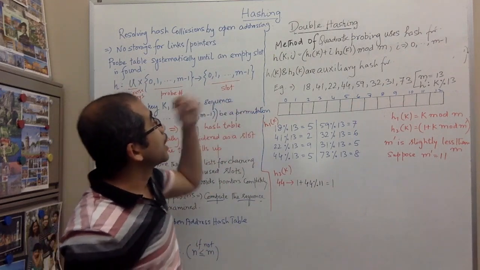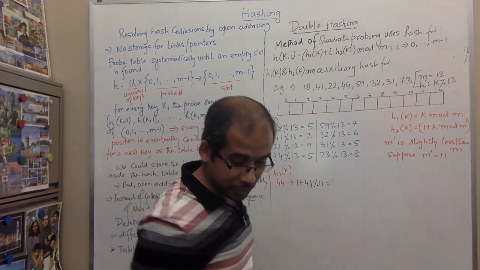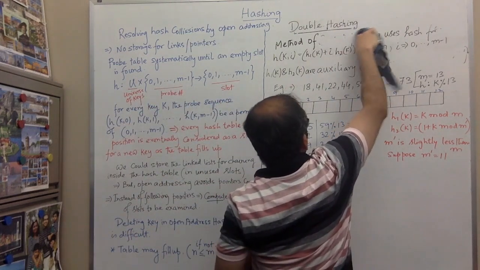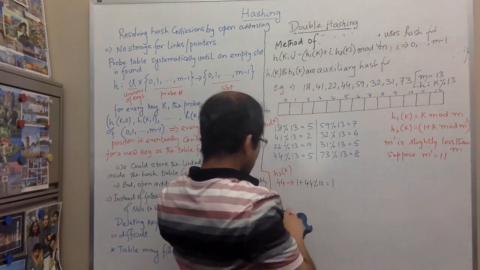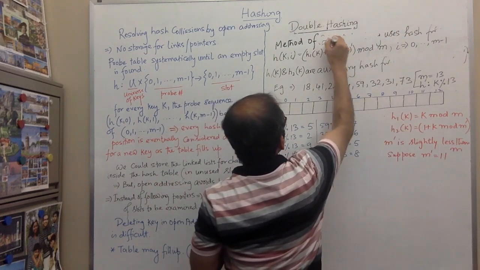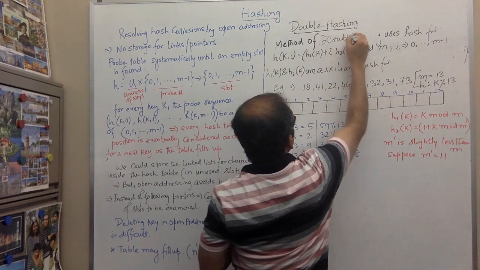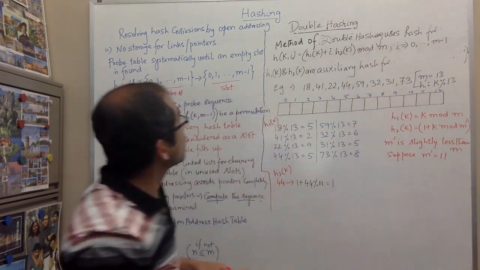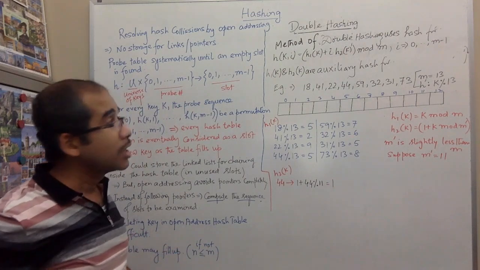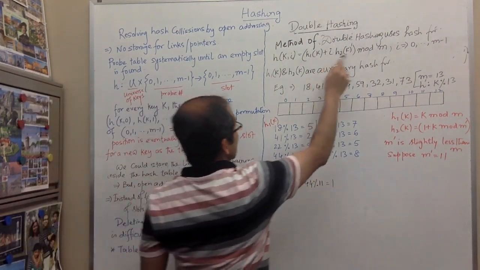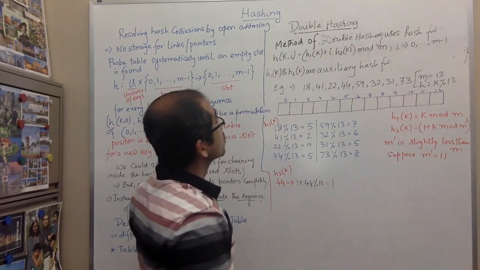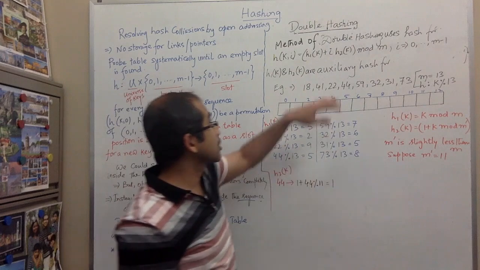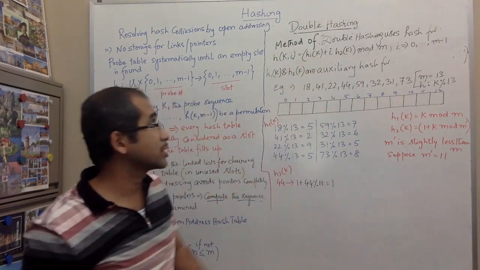Anyway, the method of double hashing uses the hash function h(k,i) equal to (h1(k) plus i times h2(k)) mod m, where i varies from 0 to m minus 1. And you see here, the first one is h1(k) and the second one is h2(k).